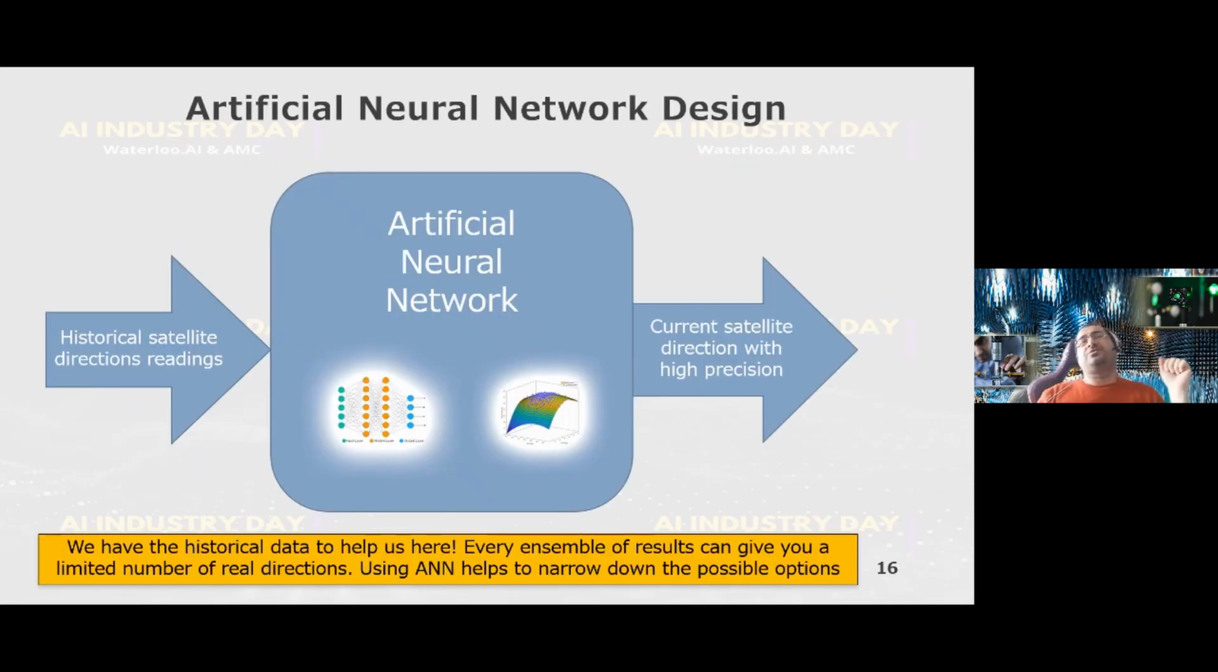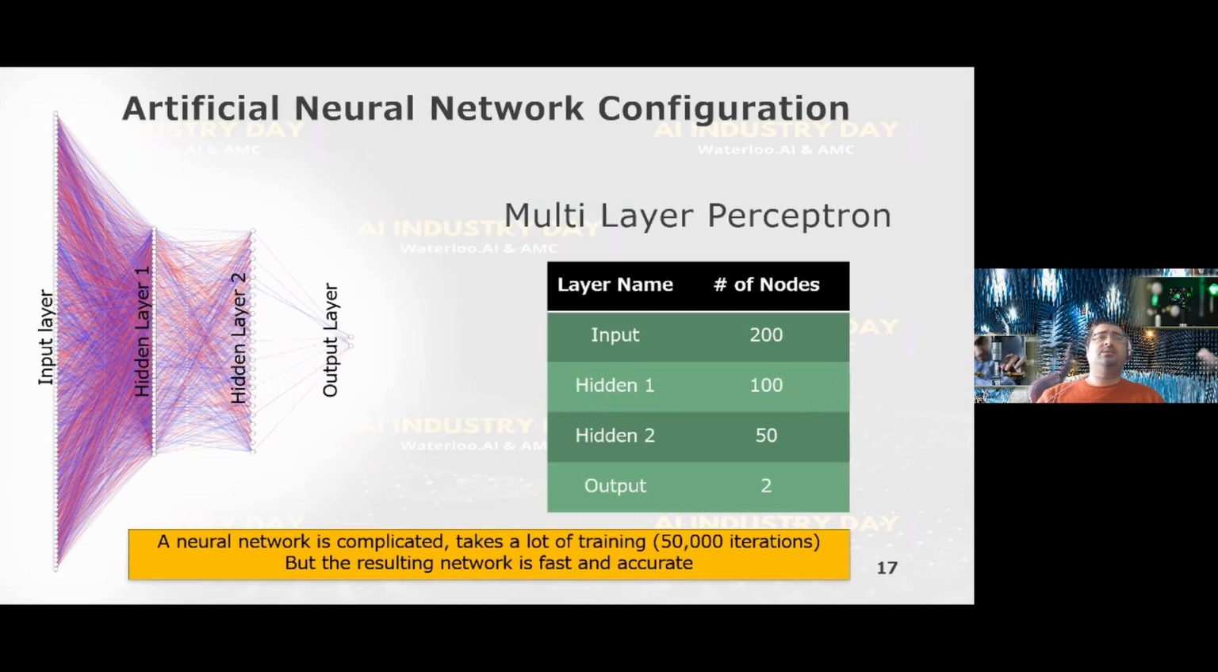Again, we use artificial neural networks. I'll talk about the details of this one a little bit more. We provide the historical satellite direction readings. We train the artificial neural network to detect the correct orientation based on that, and then get the high accuracy readings.